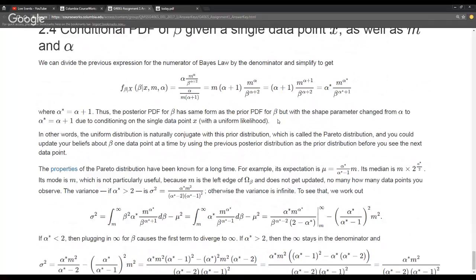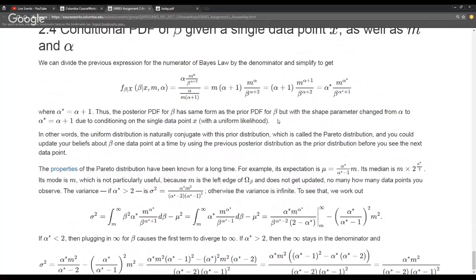So observing the data bumped up your alpha from alpha to alpha star, and that's how your beliefs changed. So you could do this one data point at a time for as many data points as you have. Start with a prior, update it to a posterior, use that posterior as your prior when you see the second data point, and use the next posterior as your prior when you see the third data point, over and over again for as many data points as you see.